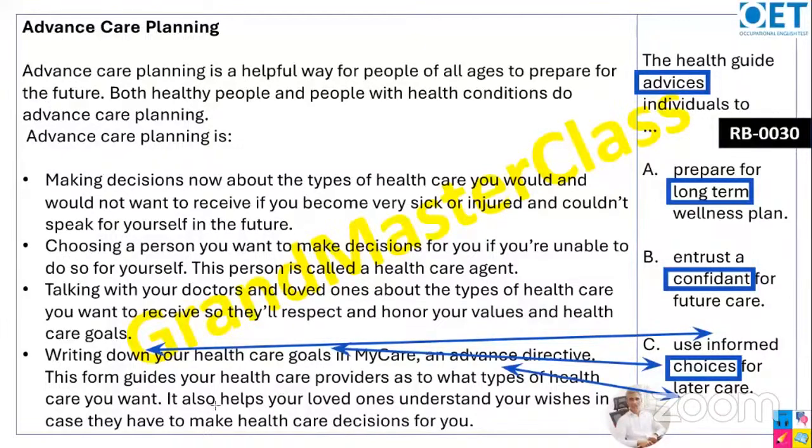It also helps them take care of decisions for you in the future if necessary. That is how it goes. So you are using it in the future. It also helps you understand and use your wishes, meaning choices. Informed means you are writing down, so that is informed. So this is how you take the points from here. This is only if you are not able to do it on your own. That is it.